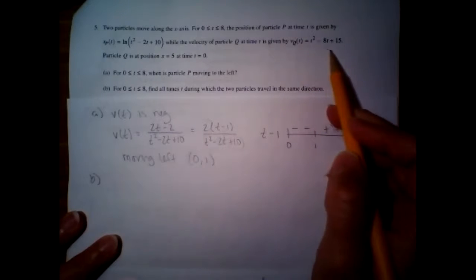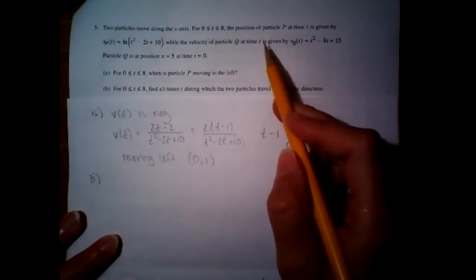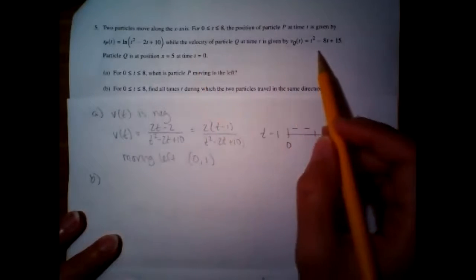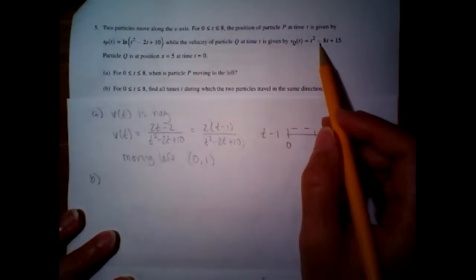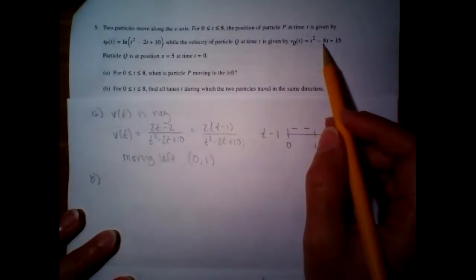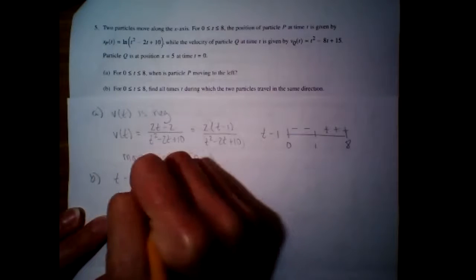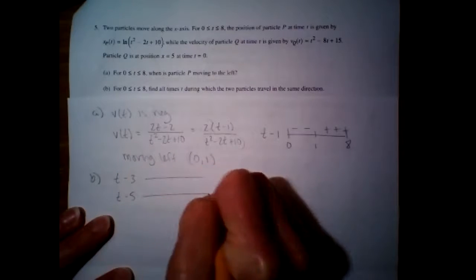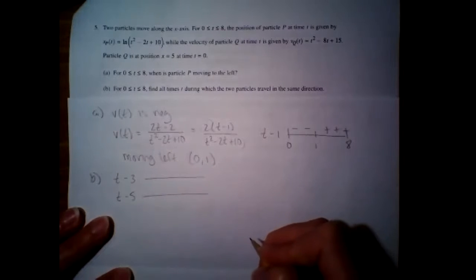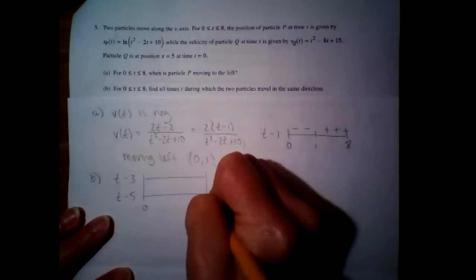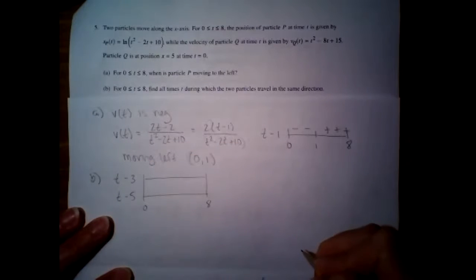Now you don't have to do a derivative for particle Q because this already is the velocity. They gave us the velocity. I'm just going to factor that. That would factor into, gosh, what, t minus 3 and t minus 5. So I'm going to make a number line for t minus 3, number line for t minus 5. And again, I can cap this at 0 to 8. That's what they made our interval.